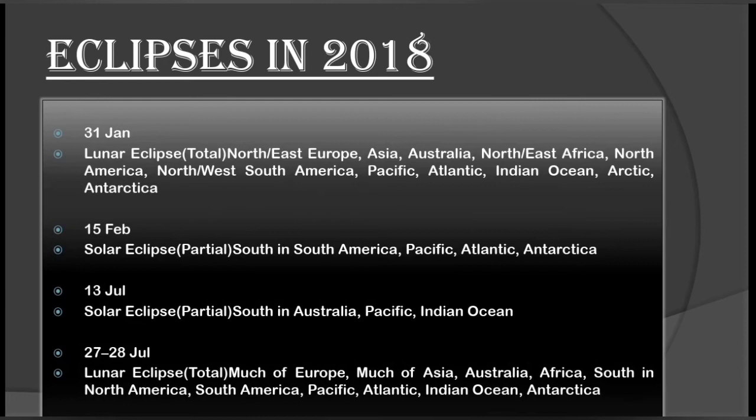On 13 July, there was a partial solar eclipse in the south, in Australia, the Pacific and Indian Ocean. On 27 to 28 July, there was a total lunar eclipse, visible in much of Europe, much of Asia, Australia, Africa, South and North America, South America, the Pacific, Antarctic, Indian Ocean and Antarctica. So these were some of them, but there were many more in 2018.